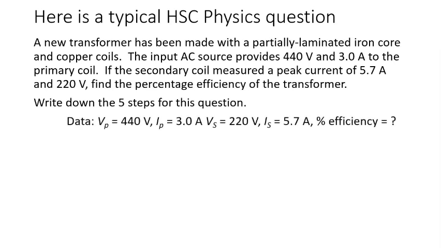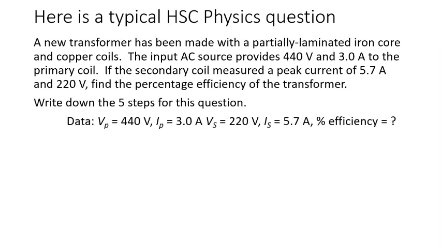Firstly, data. Voltage in the primary is 440 volts. Current in the primary is 3 amps. Voltage in the secondary is 220 volts. Current in the secondary is 5.7 amps. And we want to find the percent efficiency.